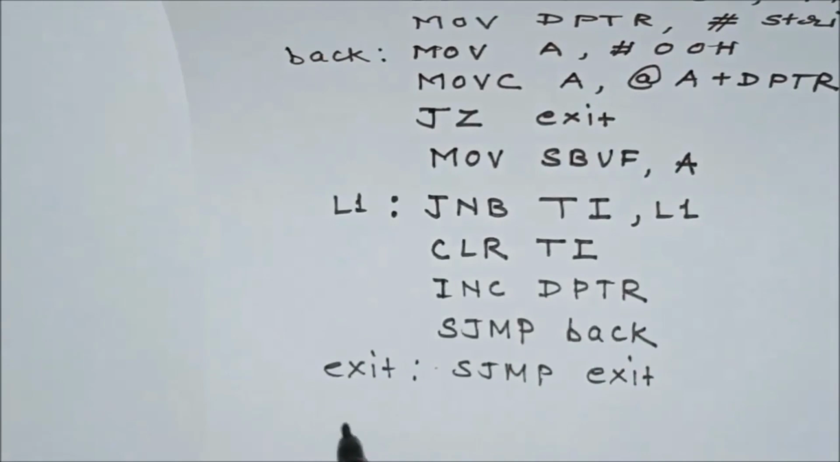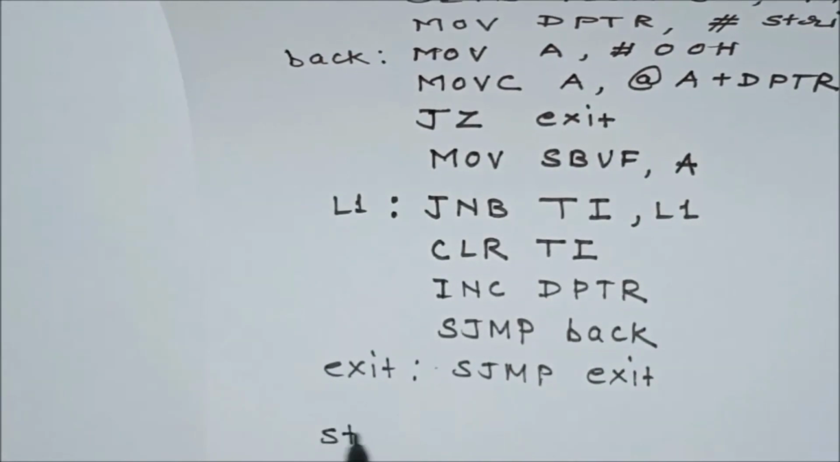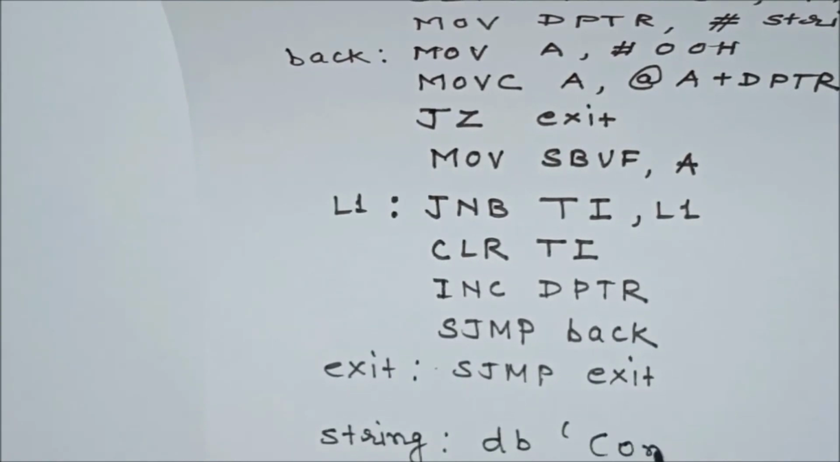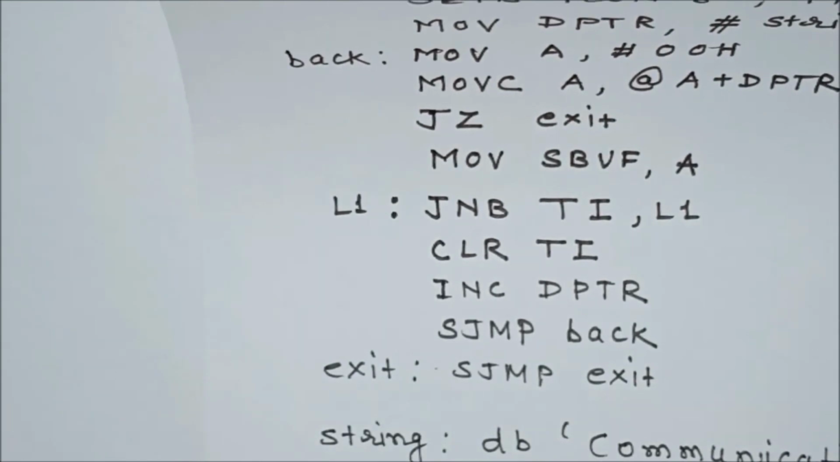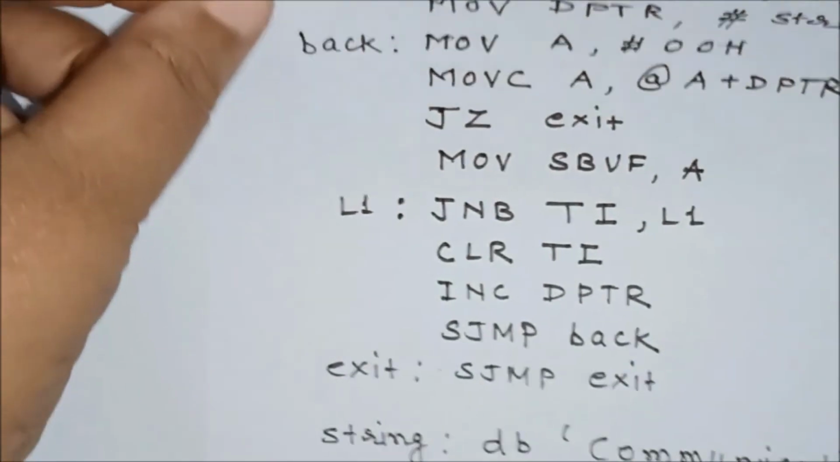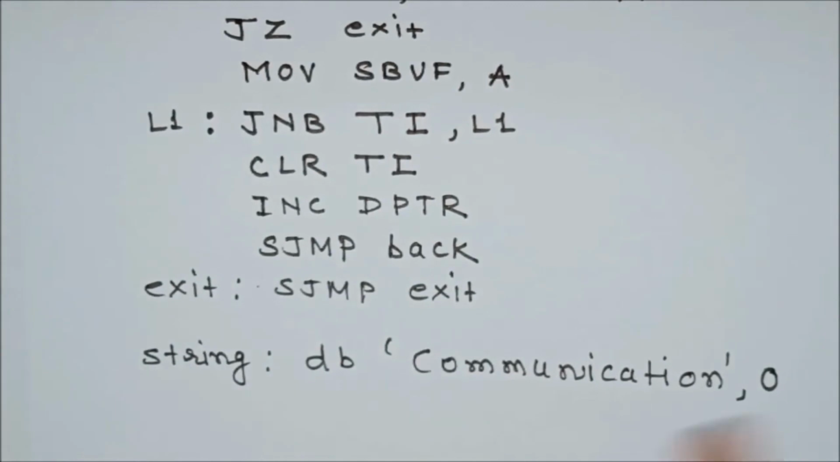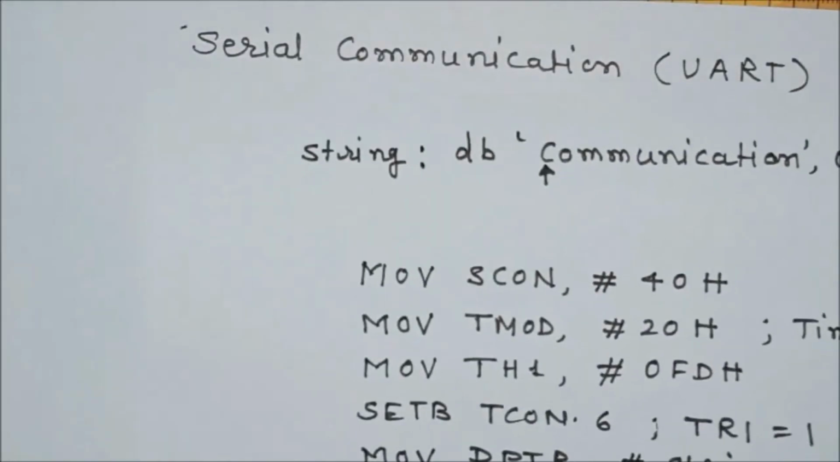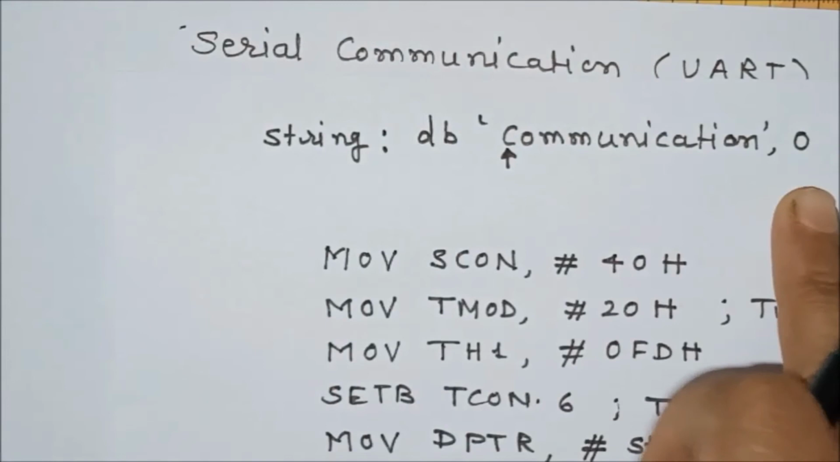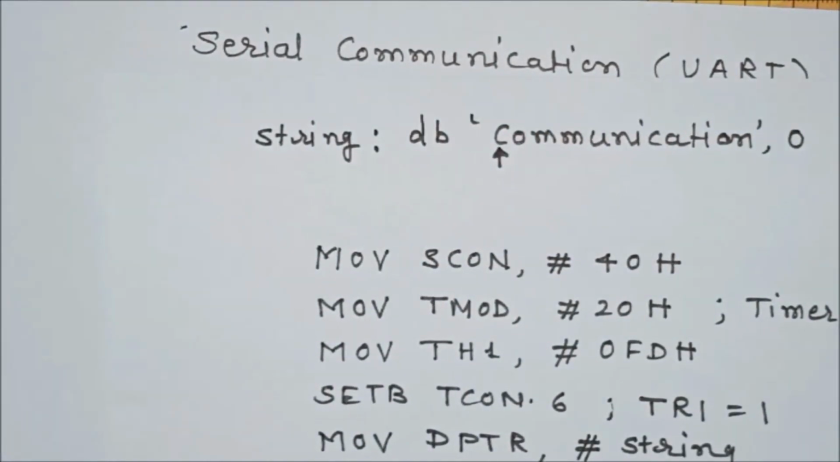After writing this program, we'll write a string in memory. For that we'll use DB, and whatever string we want to transmit should be written in single quotes, and to mark the end of string we are transmitting character 0. So this program will transmit serially the string communication. Any string can be transmitted using this program.